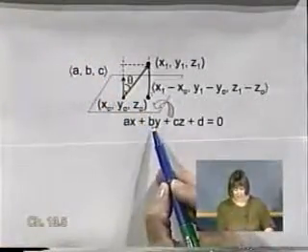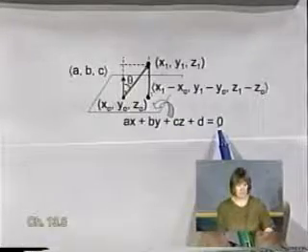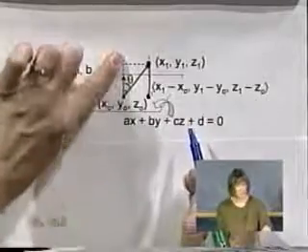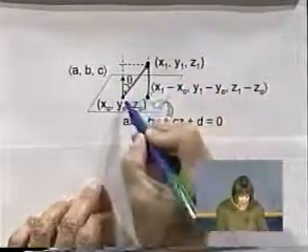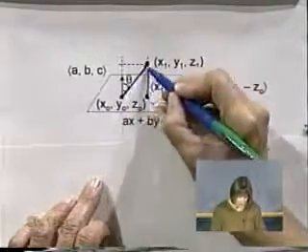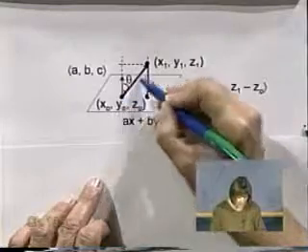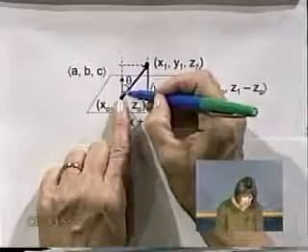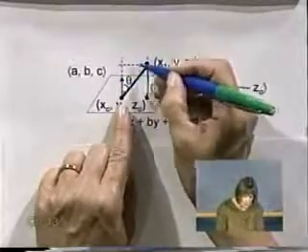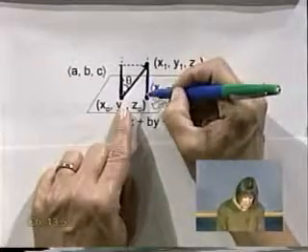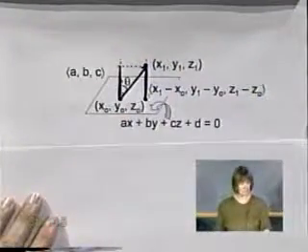Now, with the equation ax plus by plus cz plus d equals 0, I know that vector ABC is perpendicular to the plane. So if I could find some point x naught, y naught, z naught on the plane, and take this vector from the plane to the point, and take the projection of this vector onto vector ABC, do you all see that this distance and this distance are one and the same?